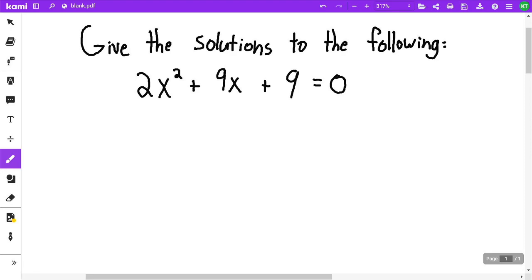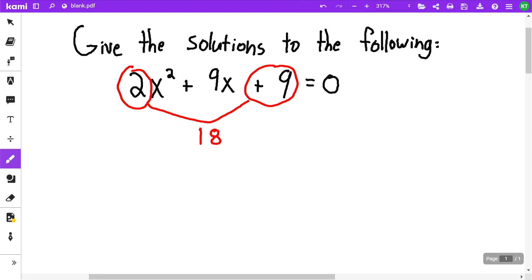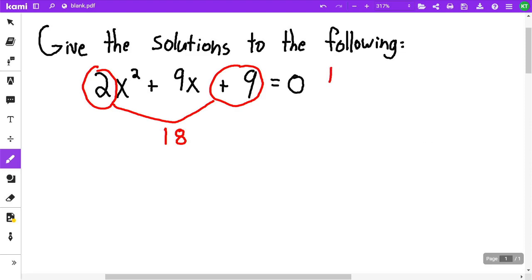So that means we're going to have to move on to our next step, which is to multiply our first term by our last term. So we're going to be taking 2 and multiplying it by 9. So we multiply 2 by 9, that gives us 18. And so now this is going to be similar to our usual steps when we have no number in front of our x squared, so our a is equal to 1. We are just going to be finding factors of 18, which add up to our middle term, which is 9.